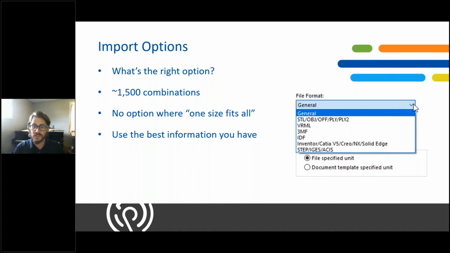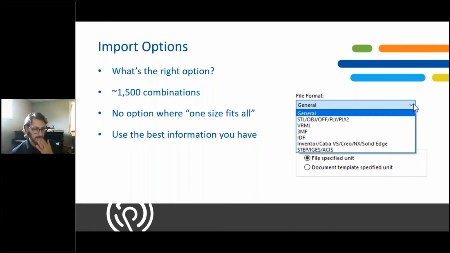If you've ever run into this scenario, you've probably been scratching your head pretty heavily. What's the right option? Answer in short is there's not one option that fits every scenario. If you go through the import options and you toggle every setting that's available, you're looking at roughly 1,500 combinations for the different types of import settings that you could tweak and select, etc.